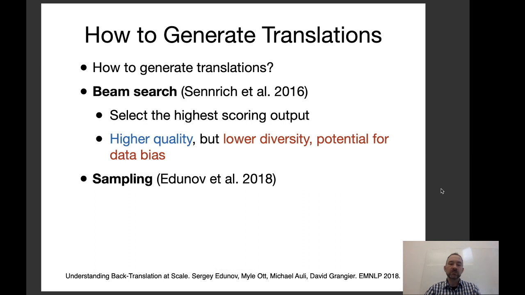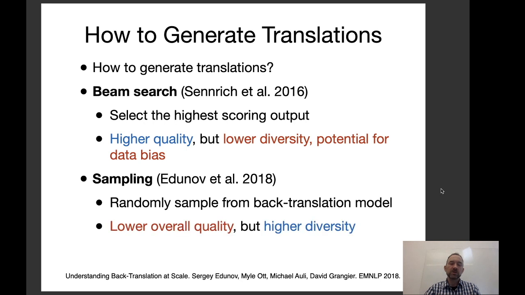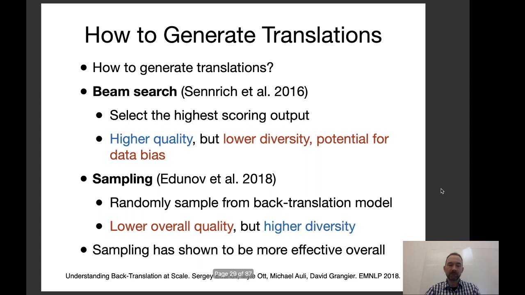As an alternative, it has been proposed that we should be using sampling to generate the data. We randomly sample from the back translation model, and we may even randomly sample a different sample every epoch of training. This would allow the model to cover lots of different ways of saying the same target sentence. This certainly gives lower overall quality of the back-translated data, but it gives higher diversity. Overall, sampling has been shown to be more effective in general in a wide variety of experiments.